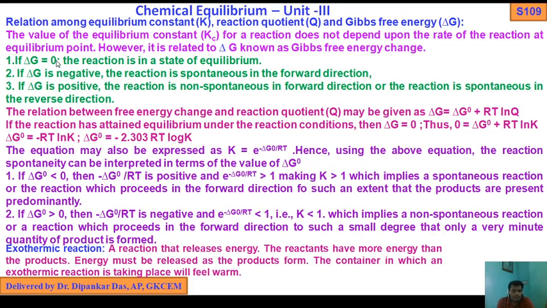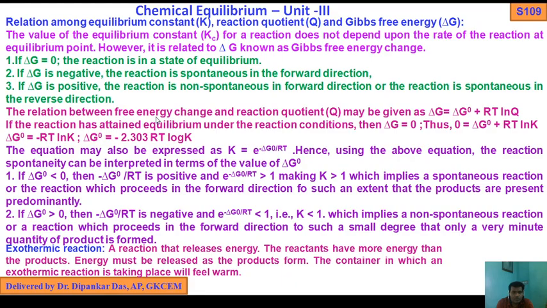If ΔG equals 0, the reaction is in a state of equilibrium. If ΔG is negative, the reaction is spontaneous in the forward direction. If ΔG is positive, the reaction is non-spontaneous in the forward direction, or the reaction is spontaneous in the reverse direction.